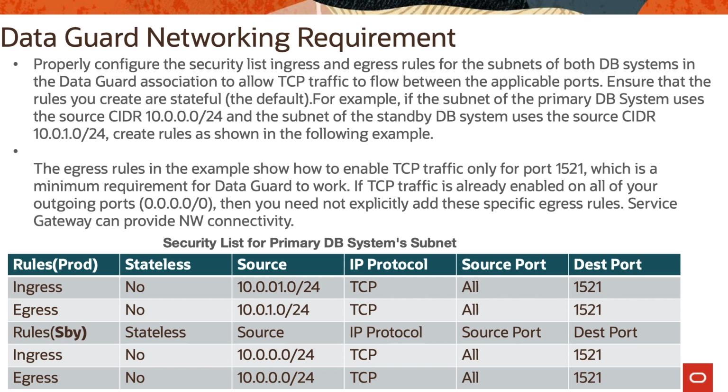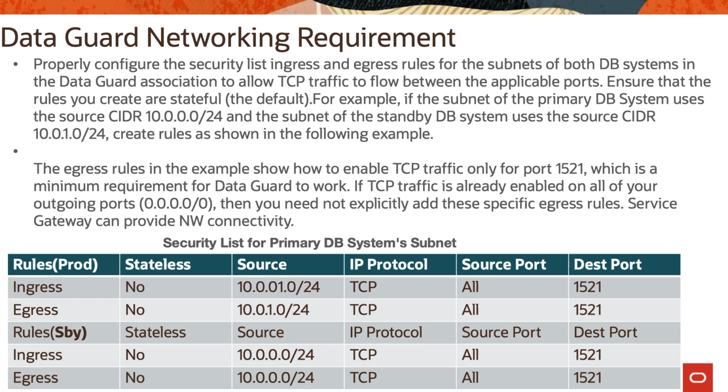For example, if the subnet of the primary DB system uses the source CIDR 10.0.0.0/24 and the subnet of the standby DB system uses the source CIDR 10.0.10.0/24, the rules will look like what is in the table. The egress rules in the example show how to enable TCP traffic only for port 1521, which is the minimum requirement for DataGuard to work. If TCP traffic is already enabled on all of your outgoing ports, then you need not explicitly add the specific egress rules.